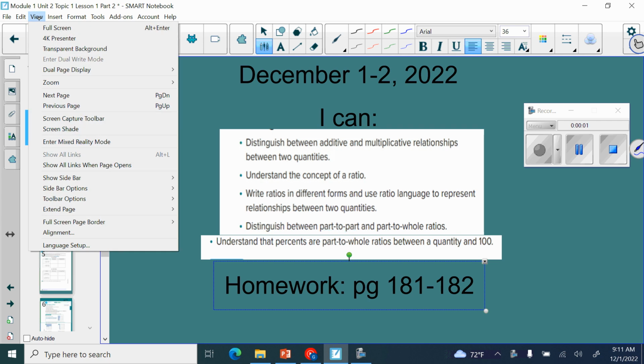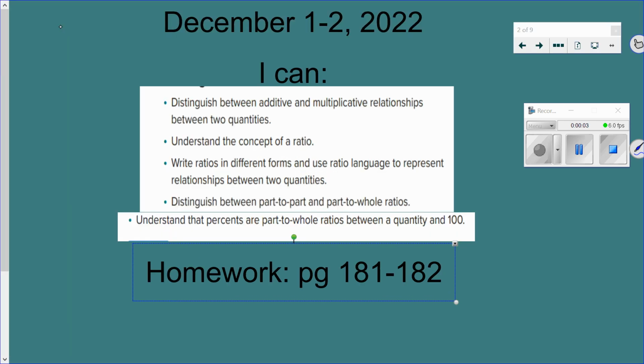Today's lesson, we're going to continue where we finished off last class, where we were talking about ratios. Last time we had started talking about the different forms to use ratio language, especially the part-to-part, part-to-whole. That's where we're going to pick up today. Then we're going to do the understanding of percents, our part-to-whole ratios. So we're going to start working on percents.